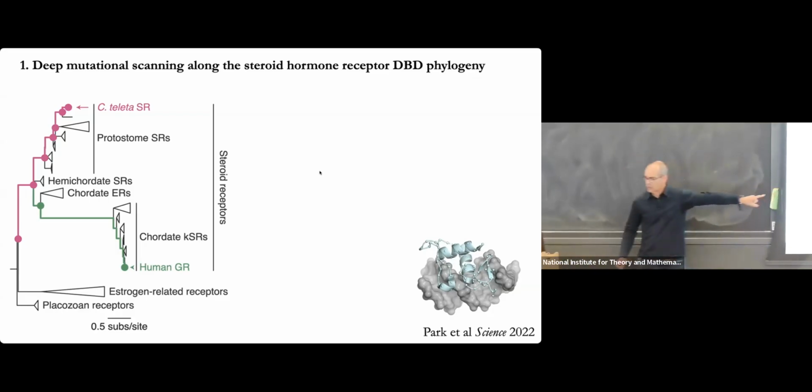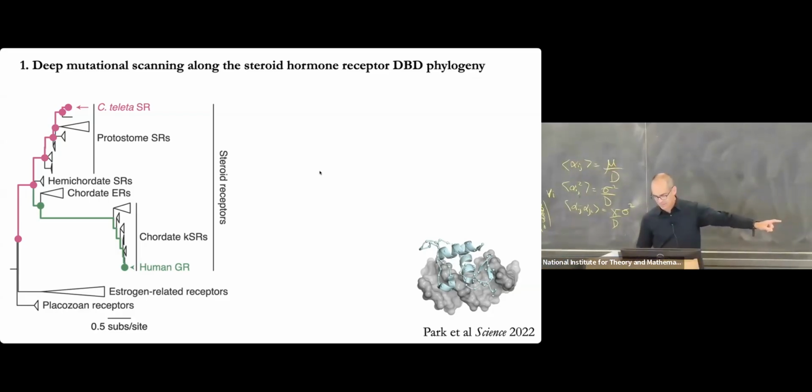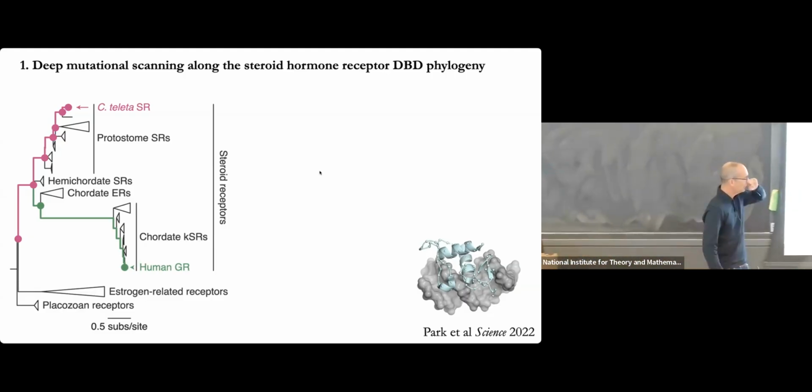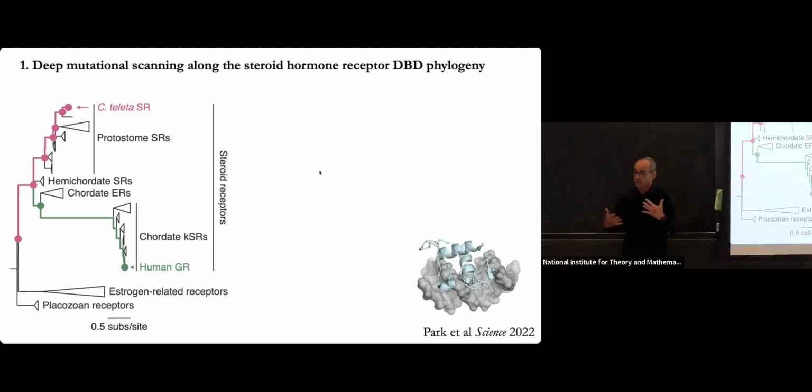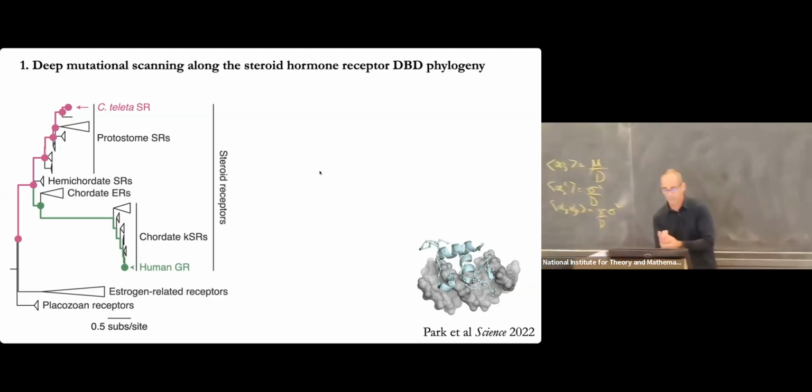So this shows you the structure of one DNA binding domain on the DNA. These things bind as dimers, but I'm showing you here only the monomer. It's 76 amino acids long, and it's quite nicely conserved. It has very strong phylogenetic signal.